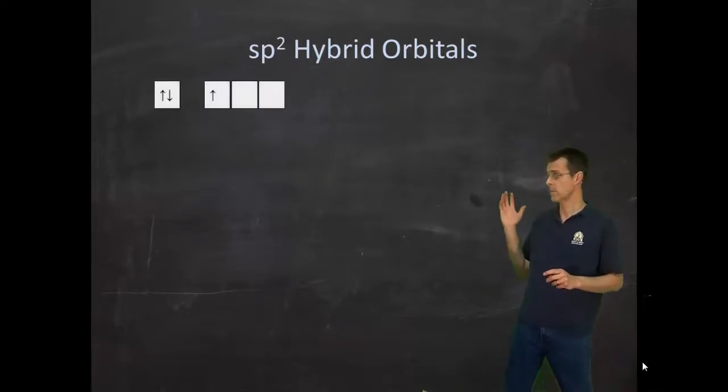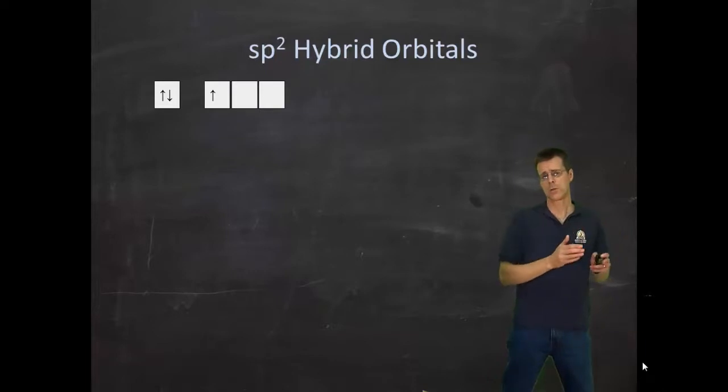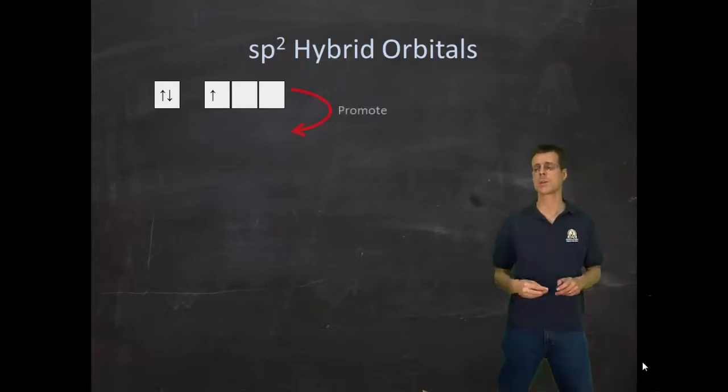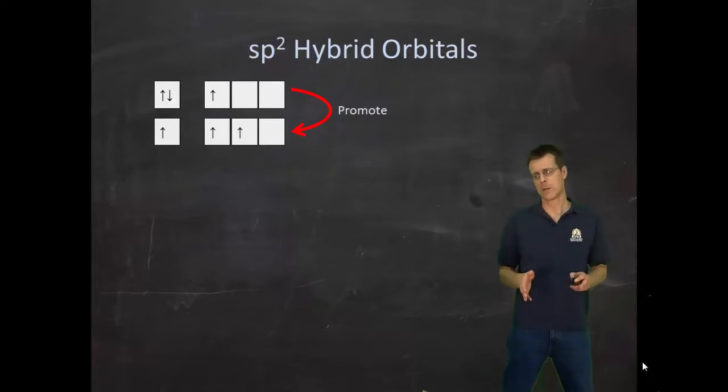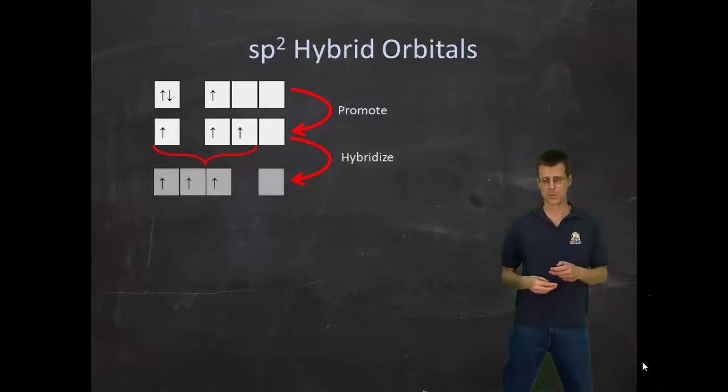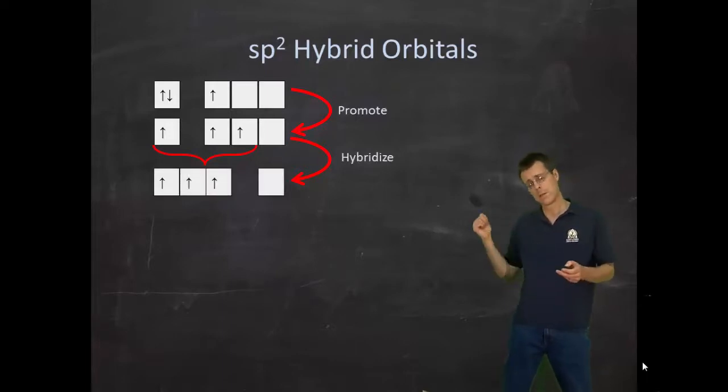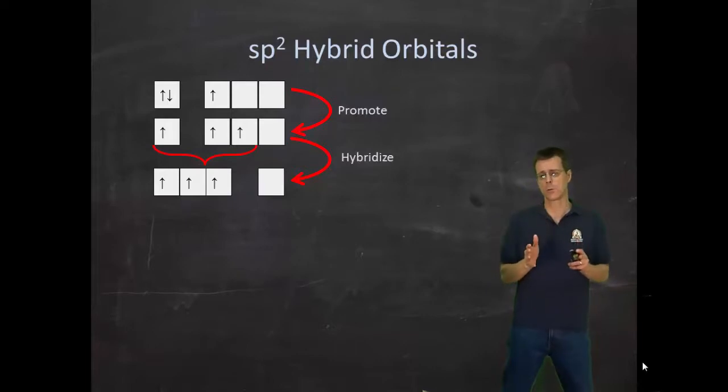So if I look at this system where I've got 2 electrons in the s, 1 in the p, 3 electrons in total, 3 valence electrons, so I could potentially form 3 bonds. I'm going to do a similar kind of thing. I'm going to promote, and then I'm going to hybridize. So I'm now involving 3 orbitals. If I start with 3 orbitals, I expect to finish with 3 orbitals. And indeed I do. In this case, what I have is 3 orbitals that have been cleverly called sp².